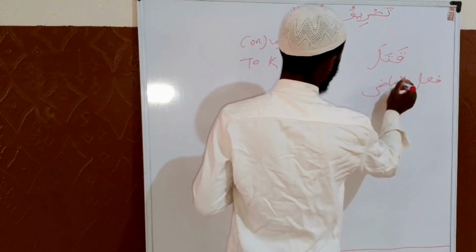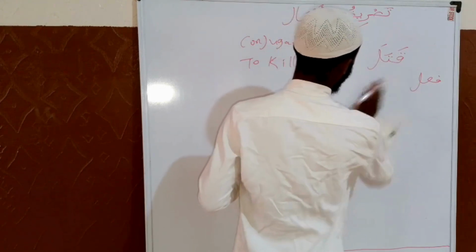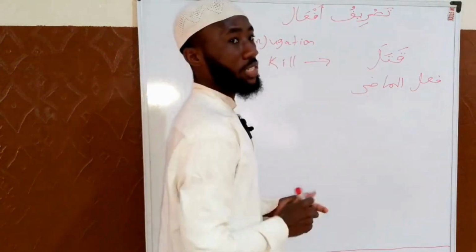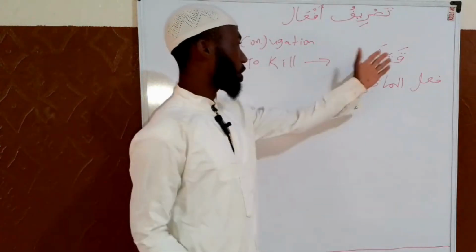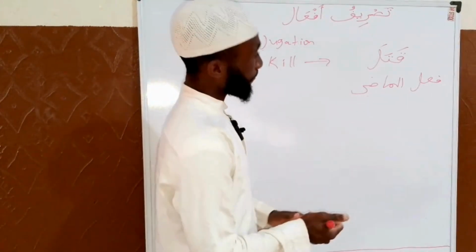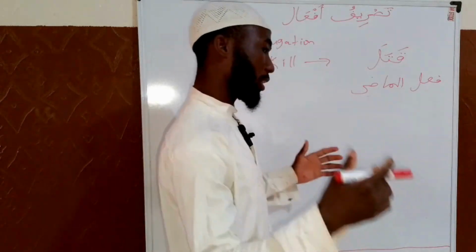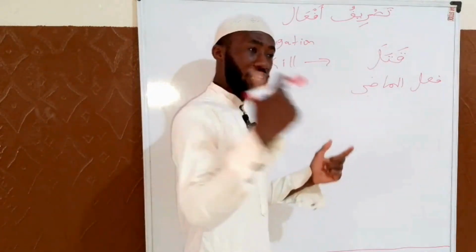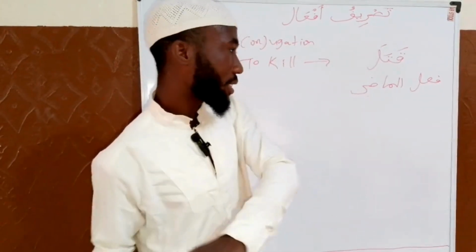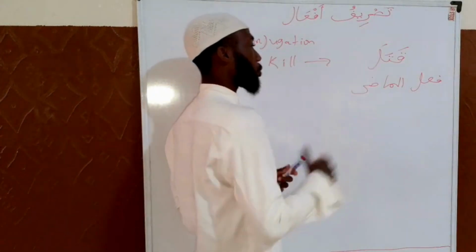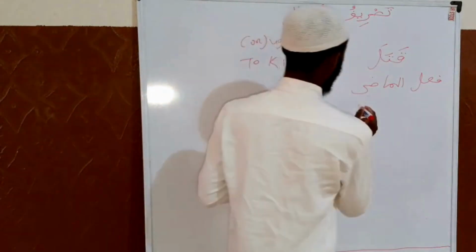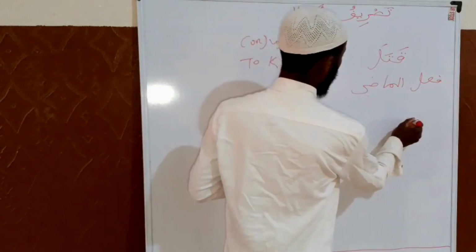Now, this is fi'l madi, which is qatala, that is to kill. Then the conjugation is going to be qatala yaqtulu. That is then transforming from fi'l madi to fi'l mudari. That is transforming from past tense to the present tense. Qatala yaqtulu, that is killing.